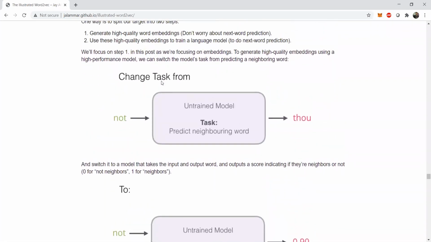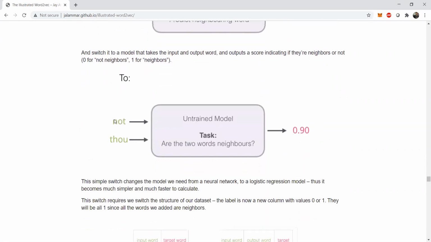So initially we had this concept where we have an input word, that is "not", and we have an untrained model, and we are predicting the next word, the neighboring word, that is "thou". Now, if I were to convert this to a slightly different setup, I will be getting a value of 0 or 1 for wrong answer and right answer respectively. So let's say we switch to a model that takes the input and the output word, and we are trying to predict whether it is correct or not.